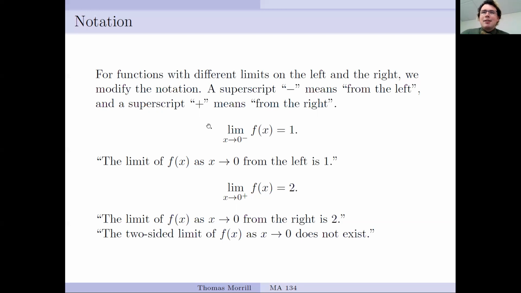Now, this function is the piecewise function that I had on my graph in the previous videos. And we saw that that two-sided limit did not exist. I didn't use the phrase two-sided, but I said that because the function can't make up its mind, that limit doesn't exist. So if I was going to write this up formally, I would write the two-sided limit of f of x as x approaches 0 does not exist.